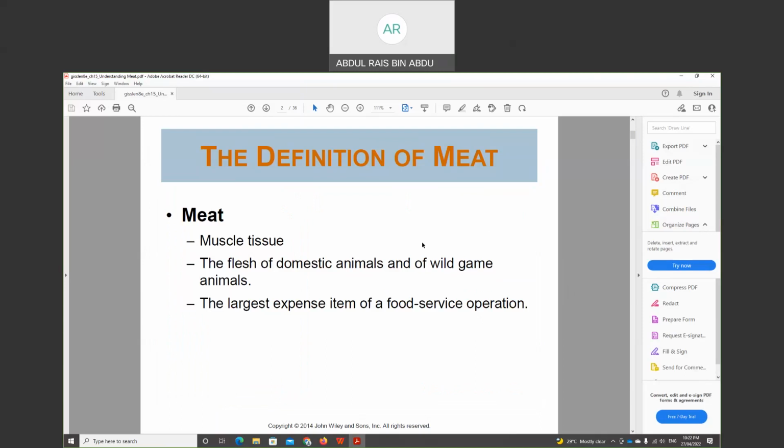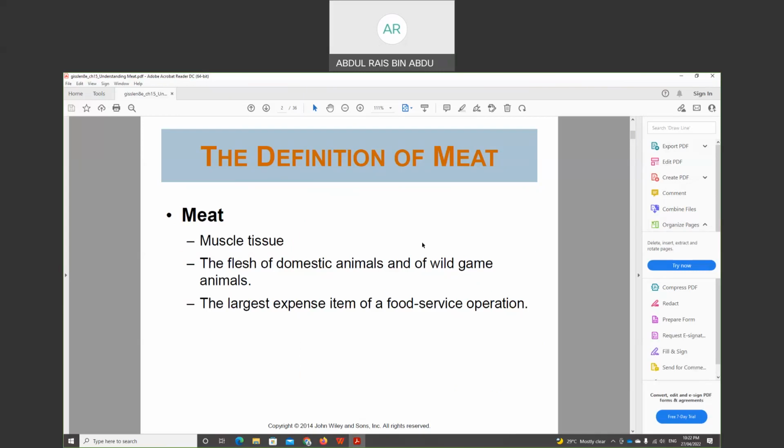Okay. So it says here, meat consists of muscle tissue and is considered the flesh atau isi of domesticated animals and of wild game animals. Wild game animals ni merujuk pada binatang buruan lah. Misalnya rusa, babi hutan, seladang.